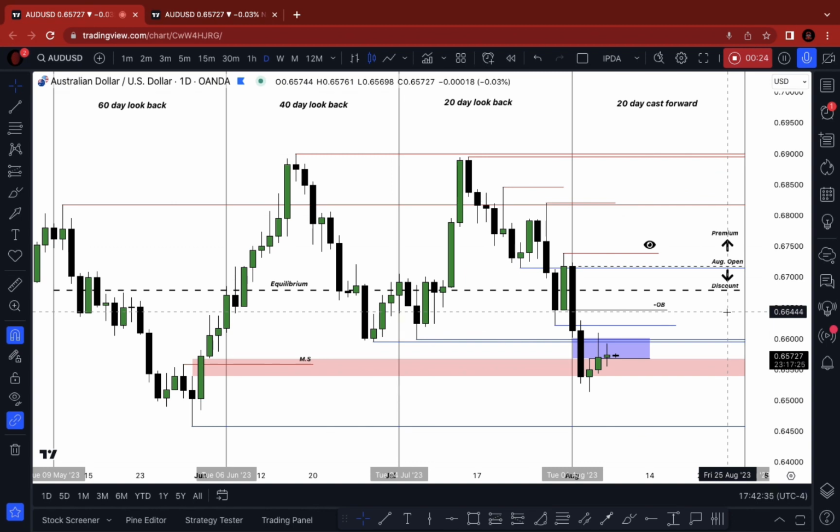Here we have a classic break of the 20-day low right here and the 40-day low, going back into where the market structure shift has occurred back here in May. And ever since then, we've been getting bullish price action. So we got a bullish day here, a bullish day here, and a bullish day here. However, these days have been small recently.